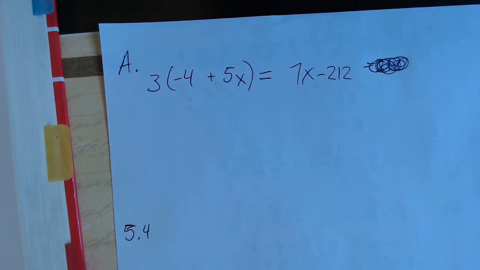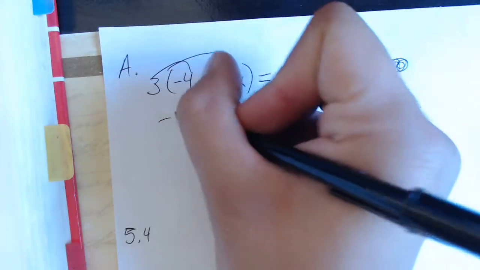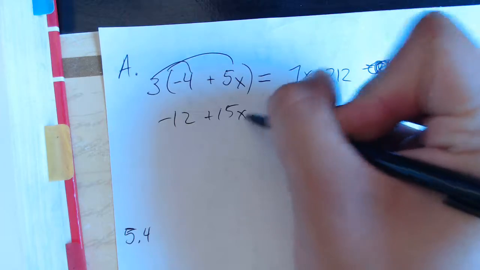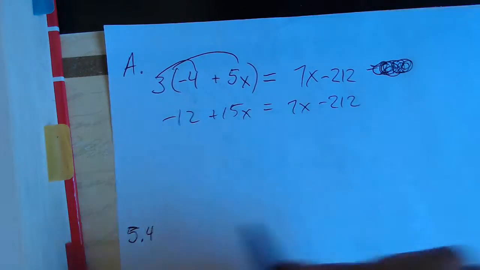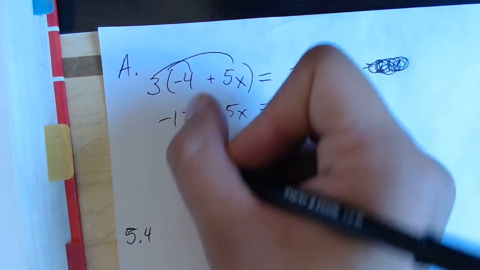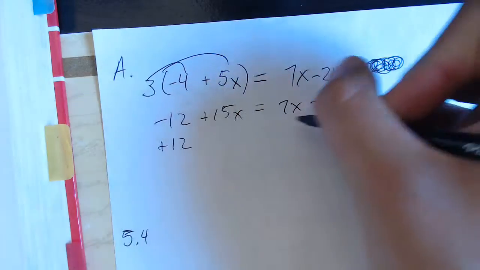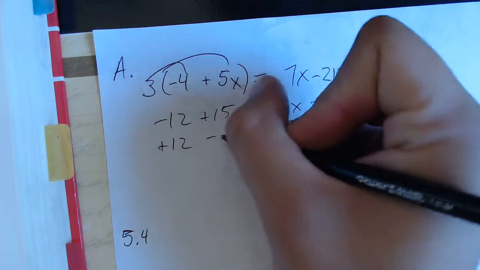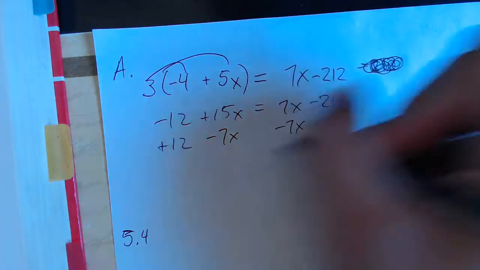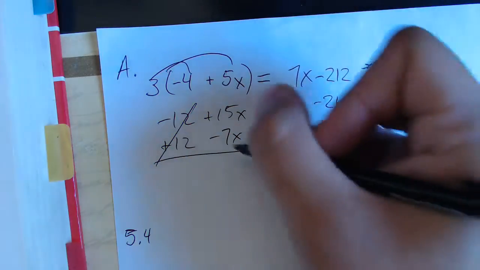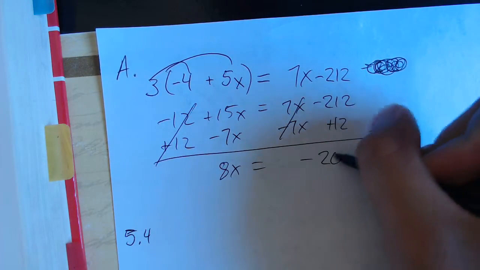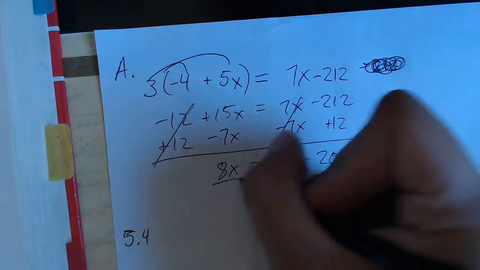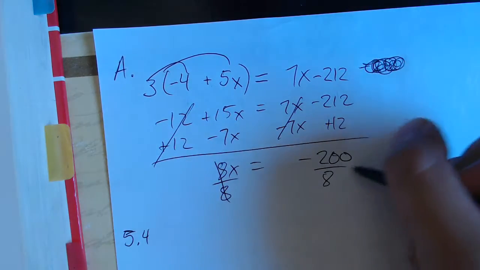So now that I've got my equation, all I have to do is solve and find out what the number is. I'll use distributive property here. That's negative 12. That's 15x. From here, we're just going to move all the x's on one side, all the whole numbers on the other side. I'll move the 12 to the right and the 7x to the left. Those cancel. Those cancel. This becomes 8x. That becomes negative 200. So if 8x equals negative 200, we just divide by the coefficient of 8.